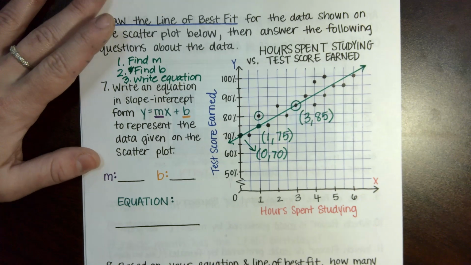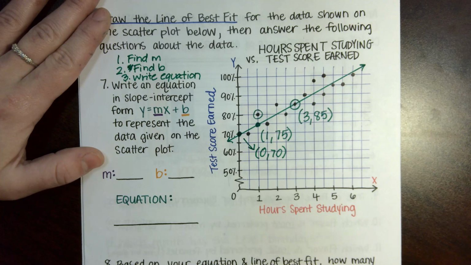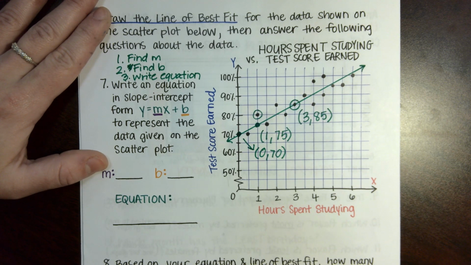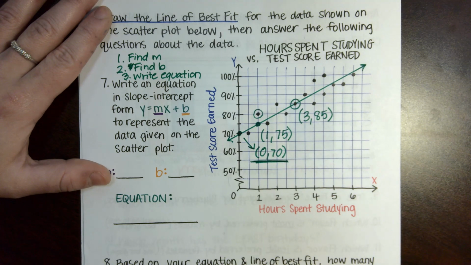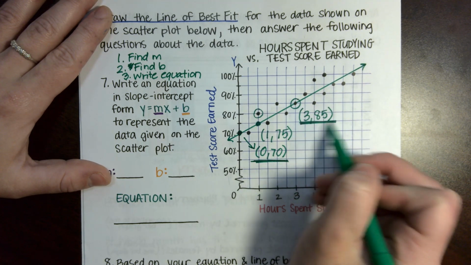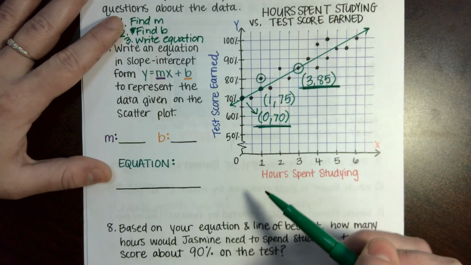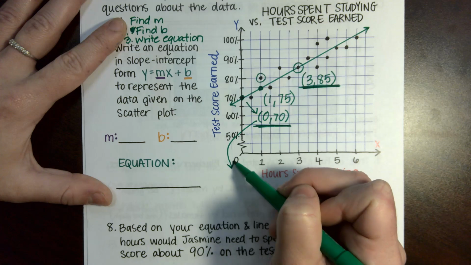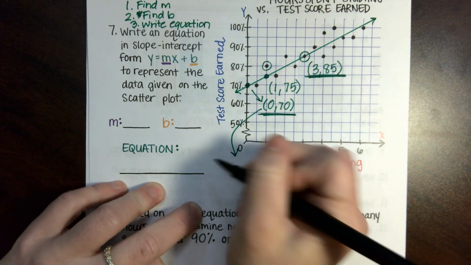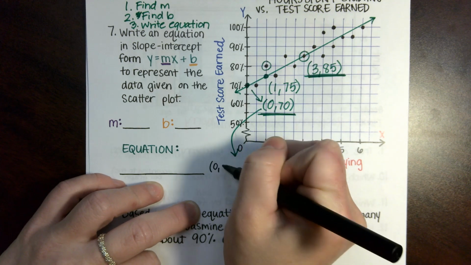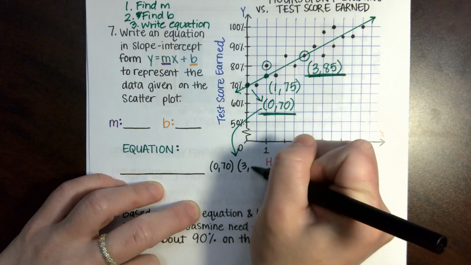So, which coordinates are you guys going to use? Somebody want to throw one out to me? (0, 70). Okay, we'll use this one. What other coordinate would you like to use? (3, 85). Yeah, let's do that. Okay, so I'm going to bring those coordinates out over here where I've got a little more space to work, just so that I'm not making a big mess. So I chose the coordinates (0, 70) and (3, 85).